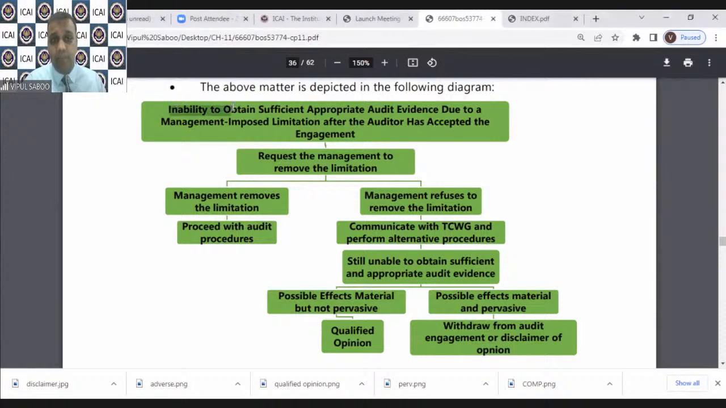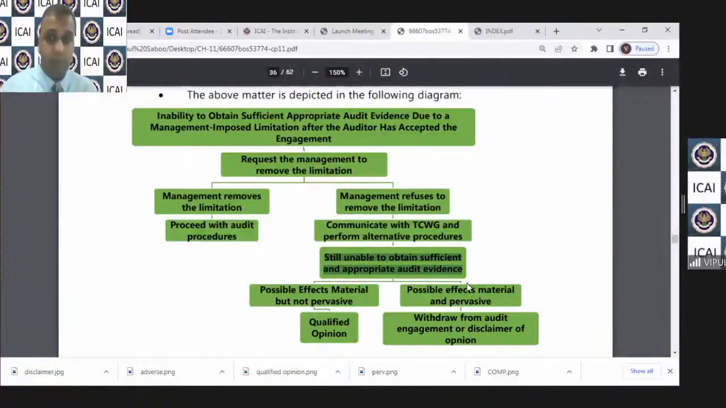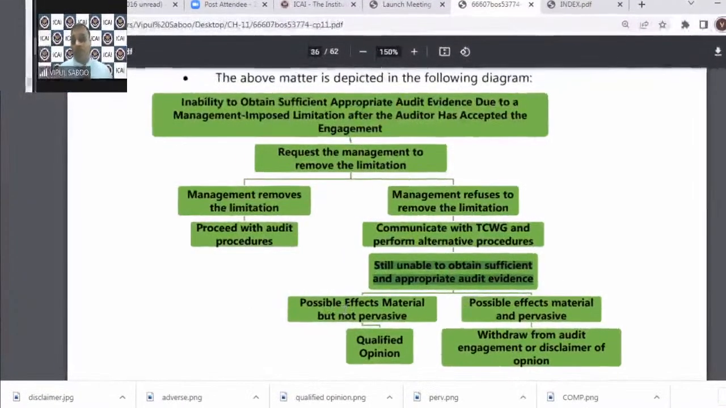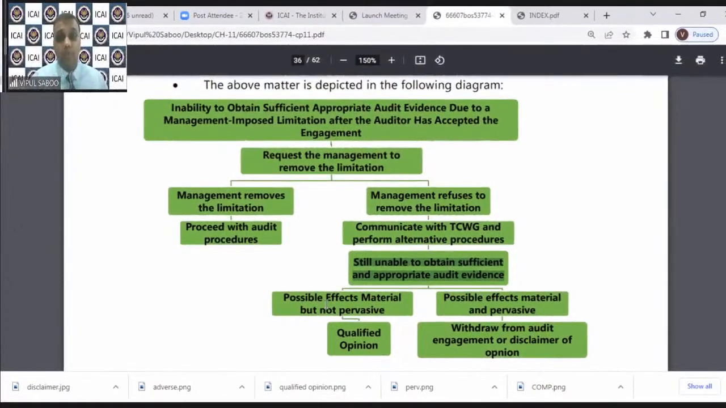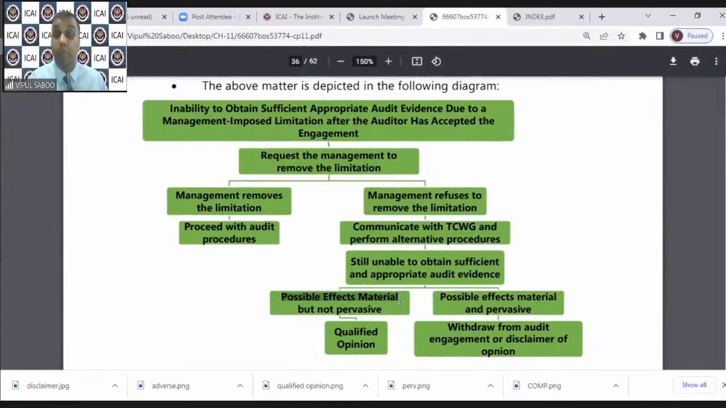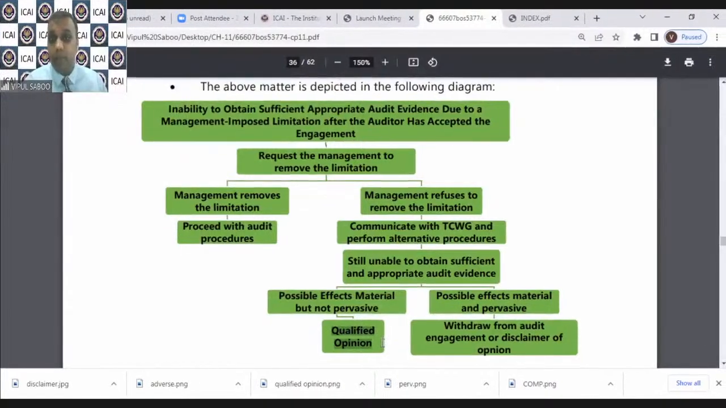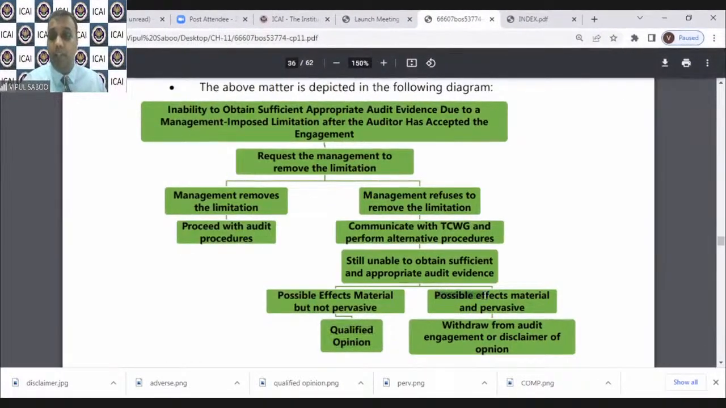So the auditor is unable to obtain sufficient appropriate audit evidence due to a management imposed limitation after the auditor has accepted the engagement. The auditor will find possible effects of such undetected misstatements in the absence of sufficient appropriate audit evidence. If he concludes that the possible effects could be material but not pervasive, he will give a qualified opinion. But if he concludes that the possible effects could be material and pervasive, the situation is quite grave, a serious situation.